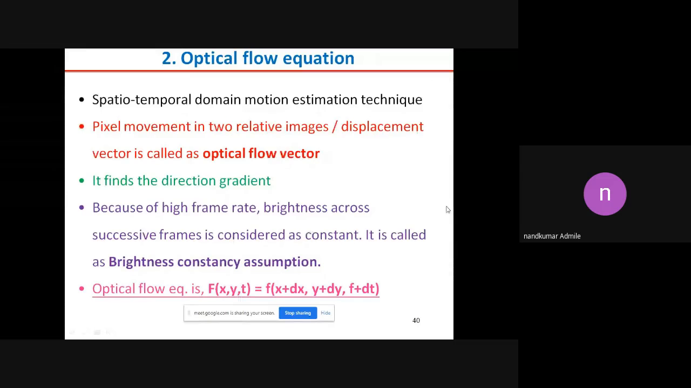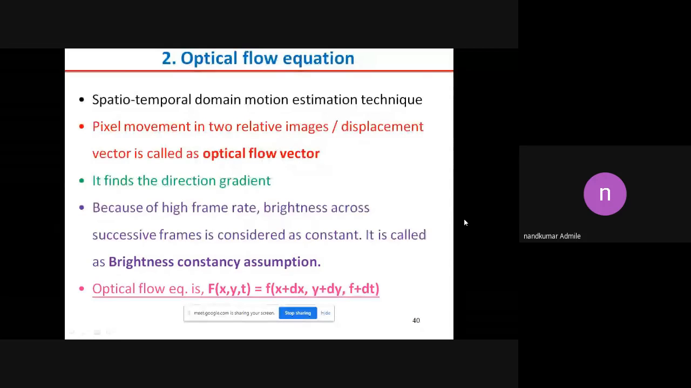The second method is the optical flow equation. In earlier lectures we discussed what optical flow is and how we can calculate the optical flow equations. For the optical flow equation, we can consider the three orientations. By using the optical flow equation, we can represent the video.